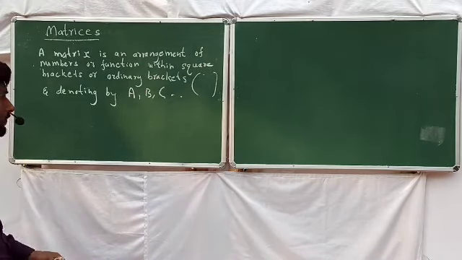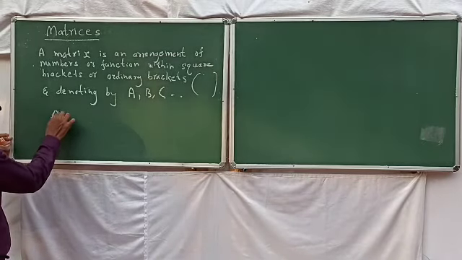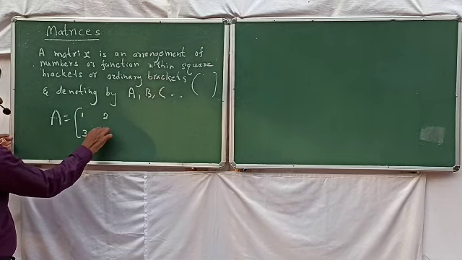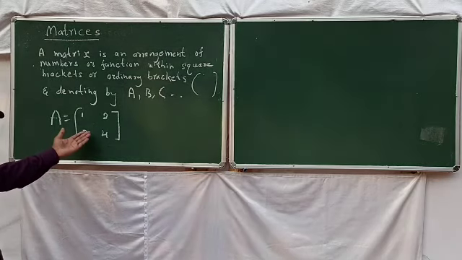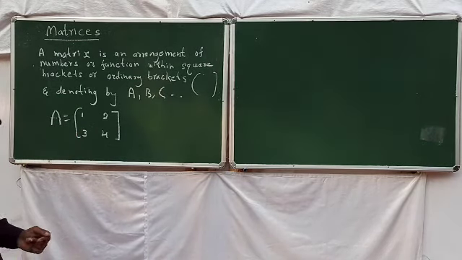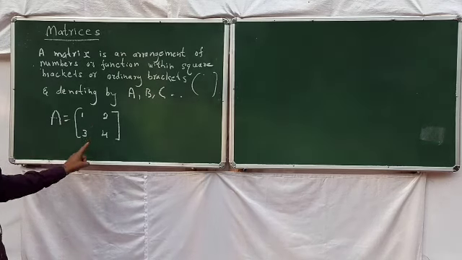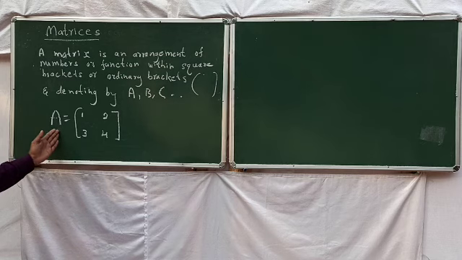For example, I am taking one arrangement. A is equal to 1, 2, 3, 4. It's an arrangement of real numbers 1, 2, 3, 4. We read it as matrix A is equal to 1, 2, 3, 4. Now observe this matrix.